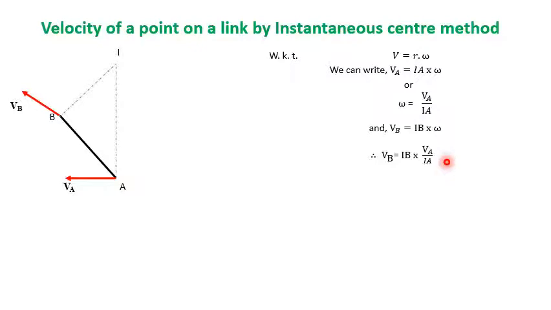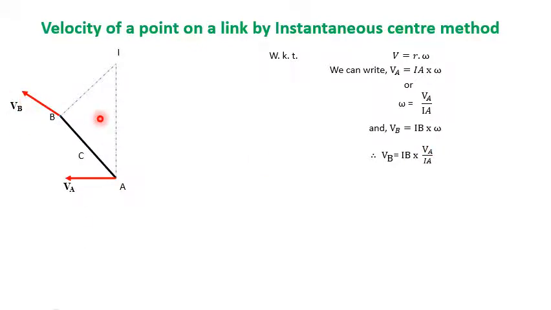Okay, so like this we can find the linear velocity. Suppose I know the magnitude and direction of this VA, but for VB I know only the direction, I don't know the magnitude. So using this equation we can easily find the magnitude of this VB.